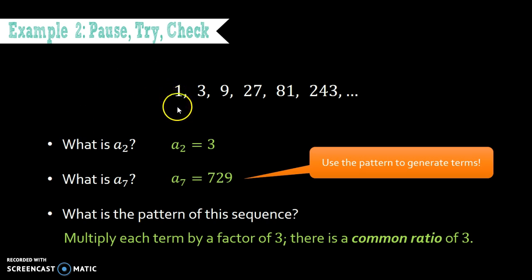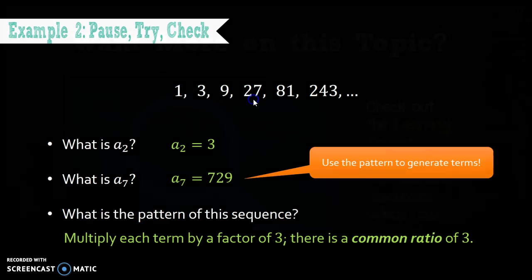We do 1 times 3 to get the next term, 3 times 3 to get the next term, 9 times 3 to get the next term, and so on.